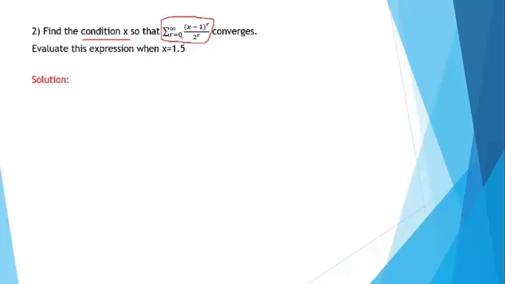So substituting 0 for r would give us (x take away 1) to the power 0 over 2 to the power 0. So any number with a power of 0 is 1. So we get 1 plus, so when we substitute 1 for r, we get (x take away 1) to the power of 1 over 2 to the power of 1. So we get 1 plus (x take away 1) over 2 plus ((x take away 1) over 2) whole thing to the power of 2, and so on. So the common ratio is (x take away 1) over 2.